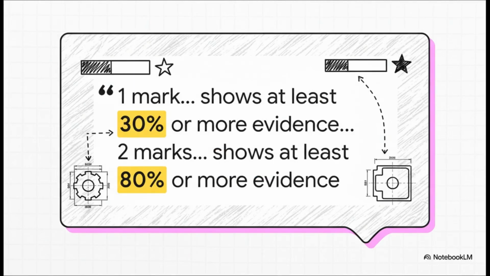And what about partial marks? This quote from the guide gives us the inside scoop. For something worth 2 marks, you'll get 1 mark if your answer shows at least 30% of what they're looking for. But to get the full 2 marks, you gotta show at least 80%. It has to be really good.